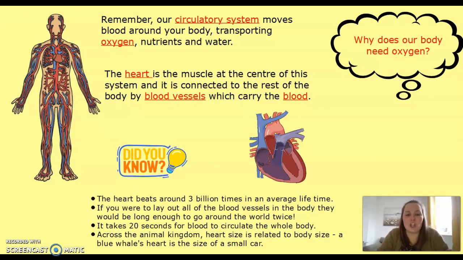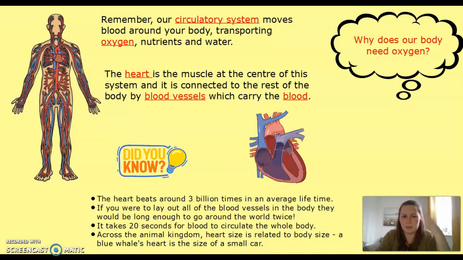Now remember that the function, the point, the job of the circulatory system is to transport the oxygen, the nutrients and the water that your body needs through the blood. So those things are found in your blood, and the blood carries it to the different parts of your body, and the blood is in your blood vessels, the veins or the arteries. At the center of the system is your heart, and your heart is a muscle. So your heart continually pumps. It is a muscle that's continually moving, and then the blood vessels connect it up to the rest of the body and the blood goes through.